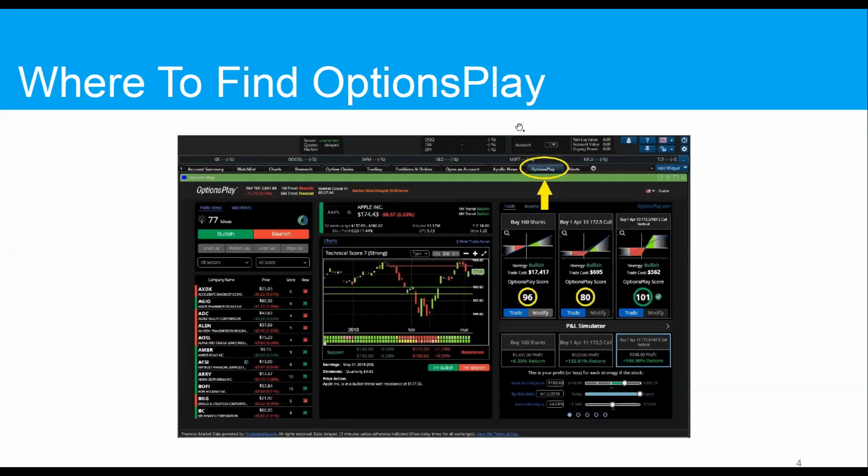Just a reminder that this is where you can find OptionsPlay in your platform across the tab. If you're having any problems locating it, please contact the customer service team of your broker.